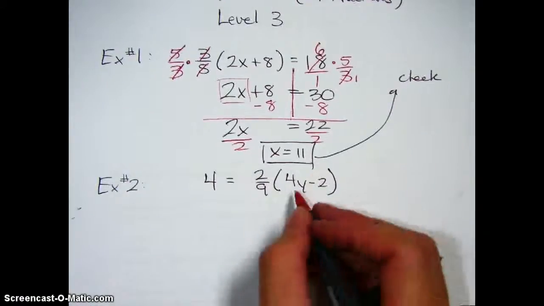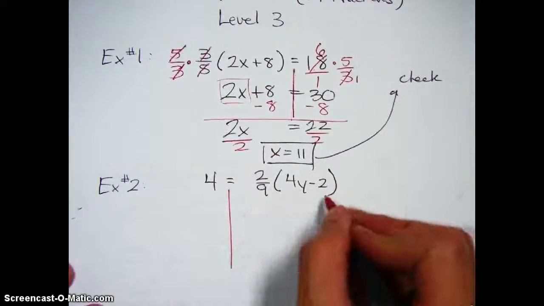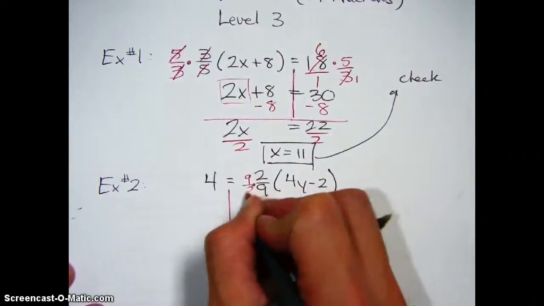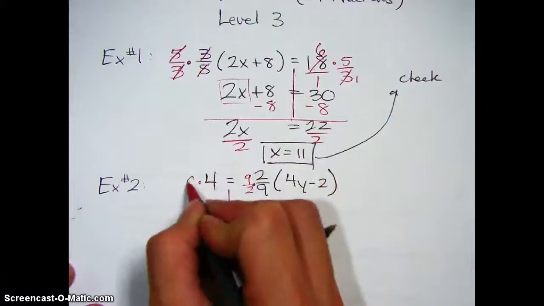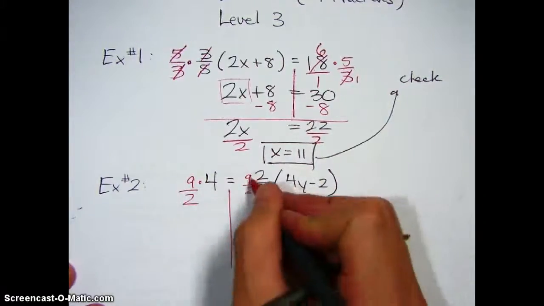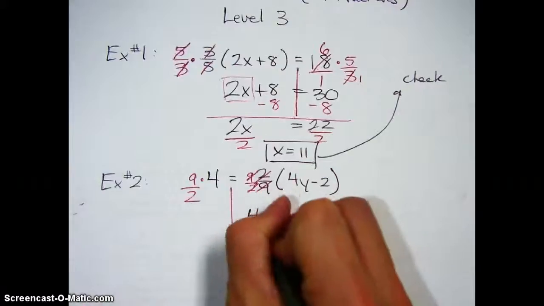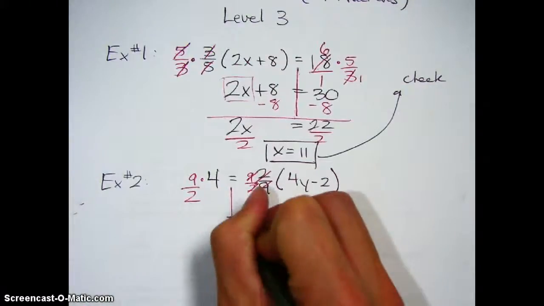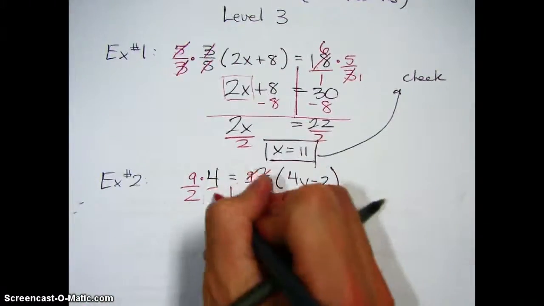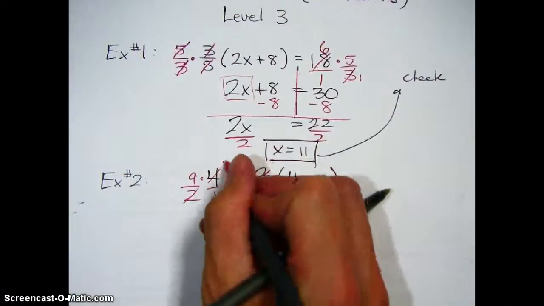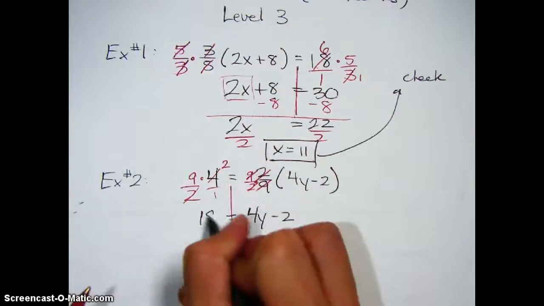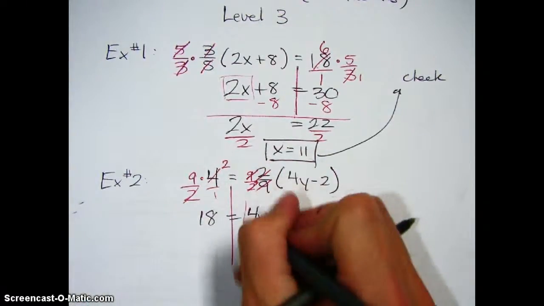All right, so here once again, I have this fraction out front. I'm going to go ahead and multiply by its reciprocal on both sides of the equation. So the 9's cross cancel, the 2's cross cancel. That leaves me with just 4y minus 2. On this other end, we'll do some cross canceling, the 4 and the 2, and I'm left with 18 on this side.